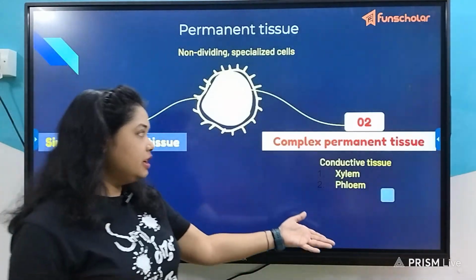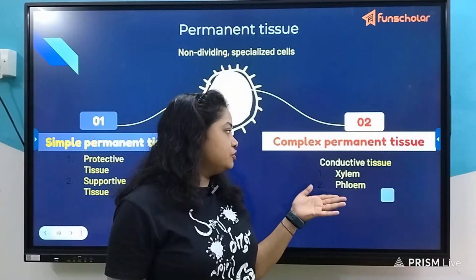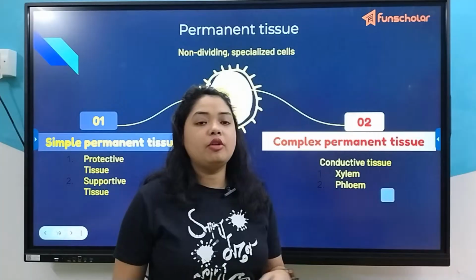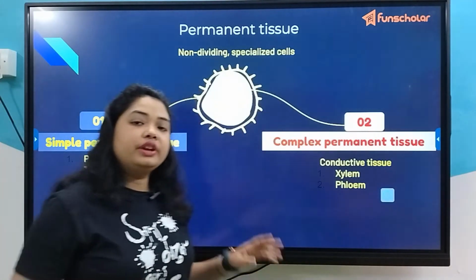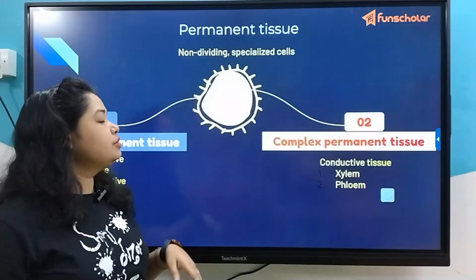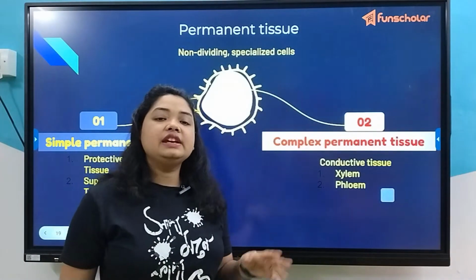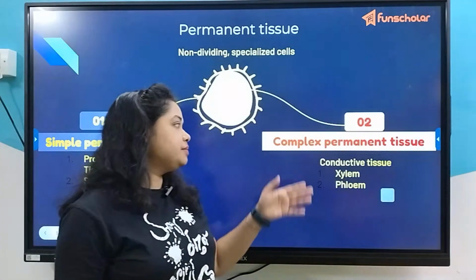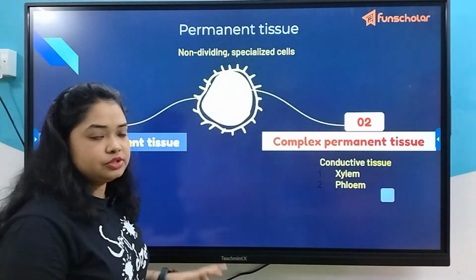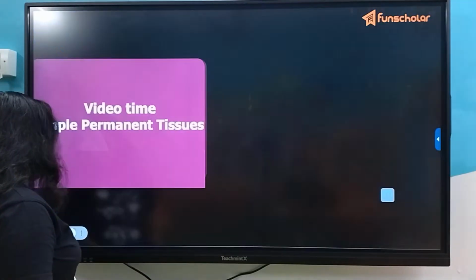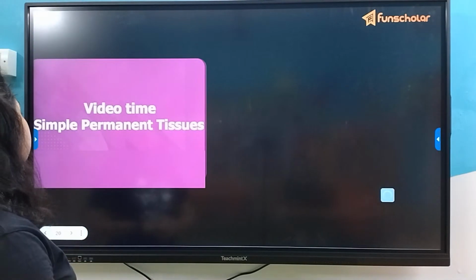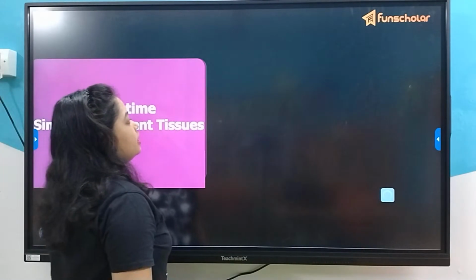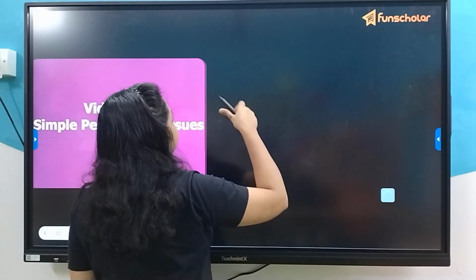Whereas the complex permanent tissues, that is the conductive tissues or the vascular bundles, in other words the xylem and phloem, are made up of different types of cells. So here the simple permanent tissue is made up of the same type of cells. Each type of tissue consists of the same type of cells, whereas the complex permanent tissue consists of different types of cells. So now we have known that under simple permanent tissue, we have got three types of tissues, right?